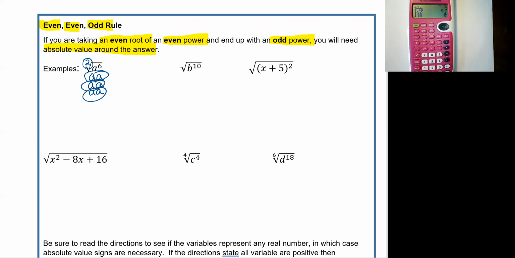So how many groups of 2 are in 6? 3. So my answer is a cubed. But because I have an even index of 2, an even exponent of 6, and the result is an odd exponent, 3, we need absolute values around our answer.